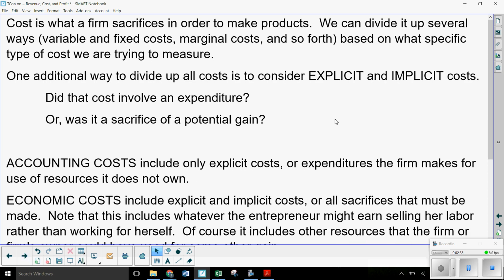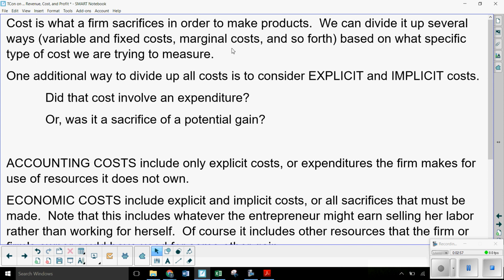Let's change gears here and think about cost. Cost is what a firm sacrifices in order to make products. And we can think about costs in a bunch of different ways. Maybe they hire more workers as they're producing more output, and those costs for labor would be a variable cost. Maybe they have some mortgage payments they have to make on their factory no matter how many units they produce, and that would be a fixed cost because it's independent of output.